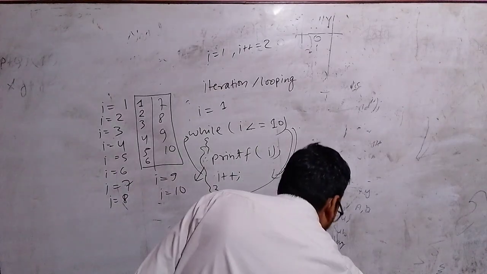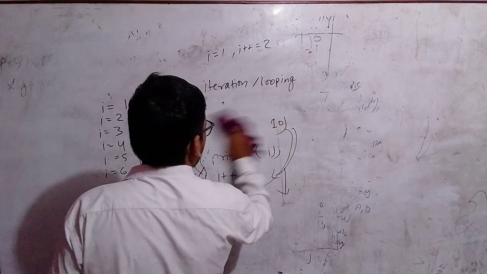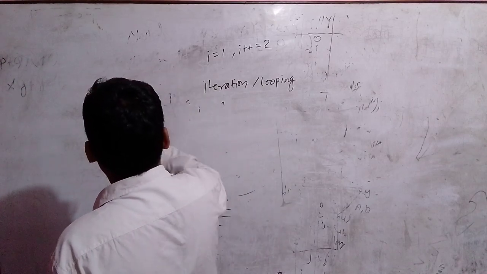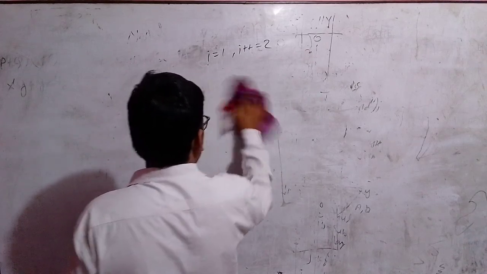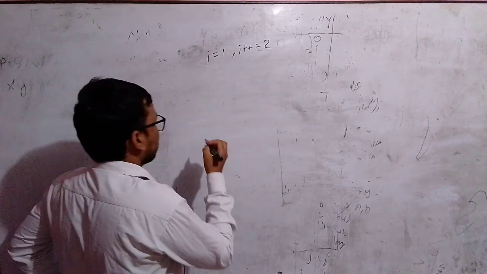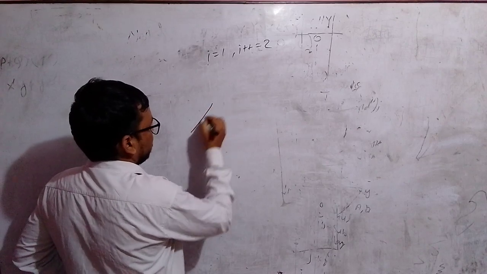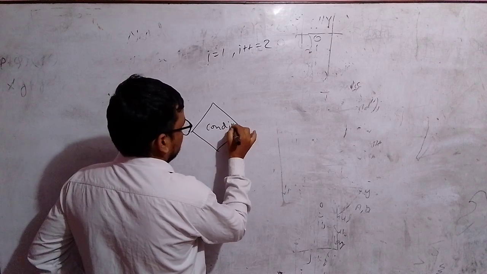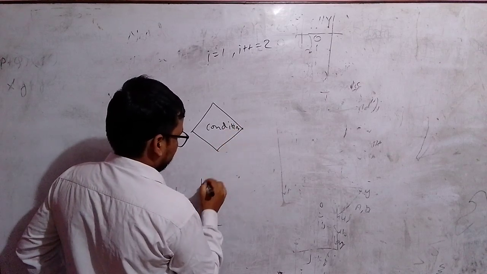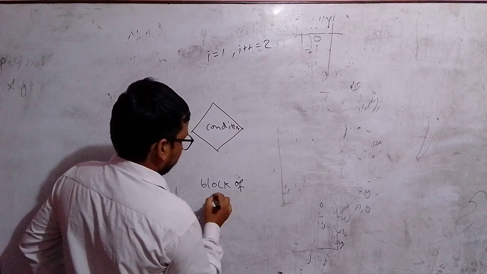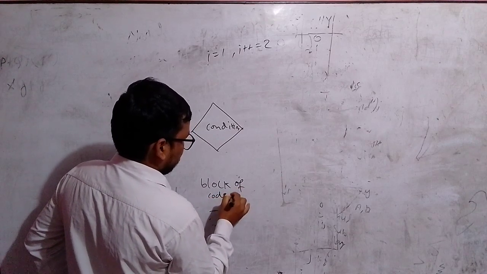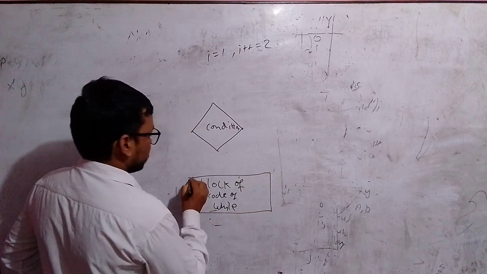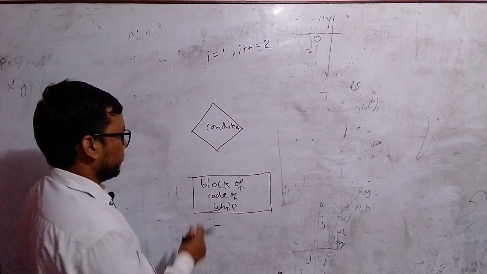Now how to draw the flowchart of this while loop. Condition. Block of code of while. This is the process, so for a process we need to write it in a rectangle.